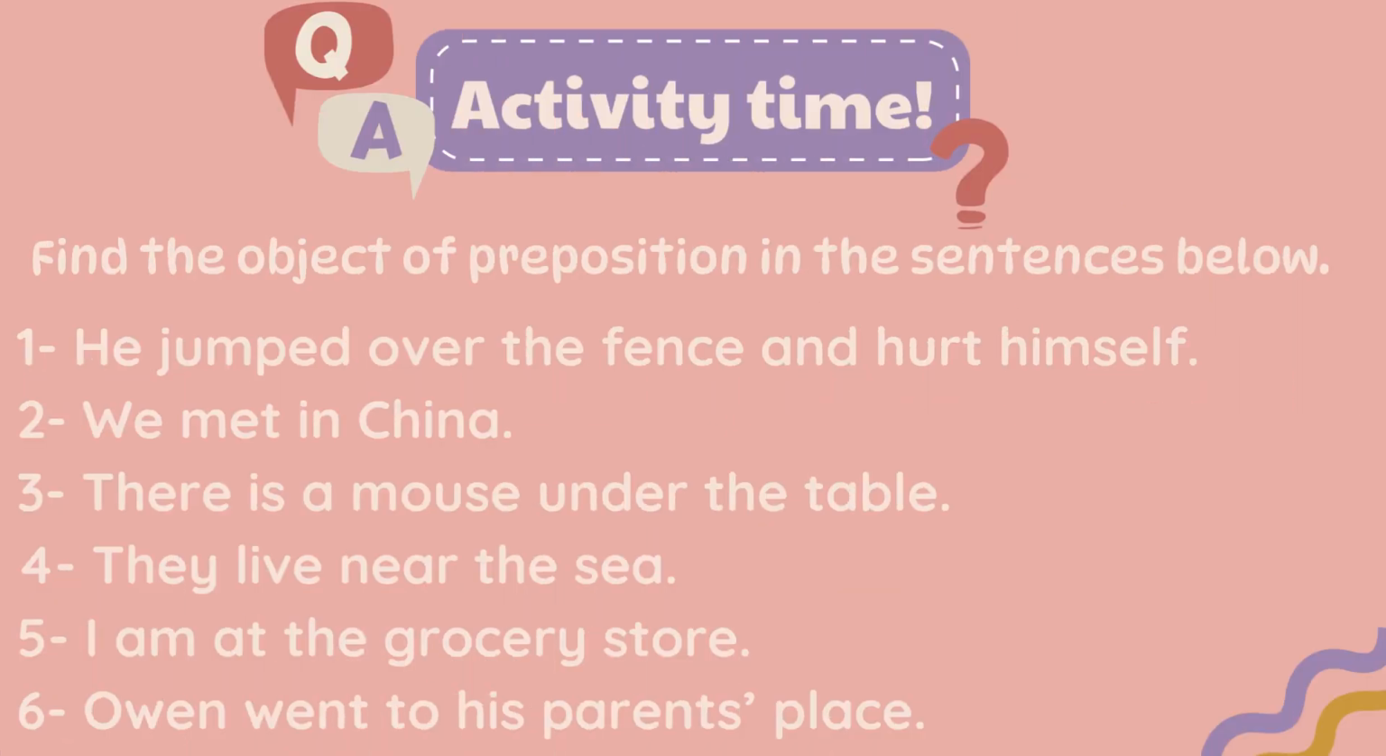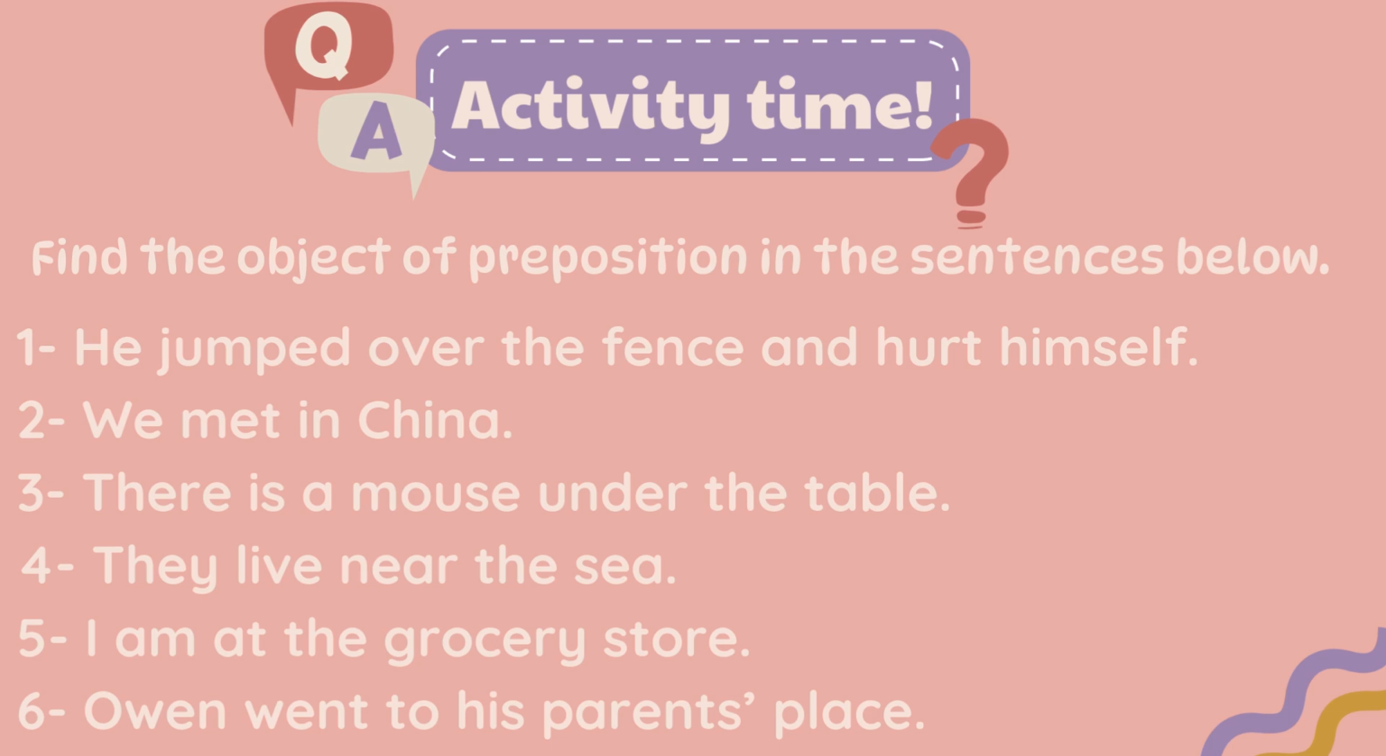Now it's time for an activity. Find the object of preposition in the sentences below. Number 1. He jumped over the fence and hurt himself. Where is the preposition? Over. That's right. He jumped over what? The fence. Then fence is the object of preposition.